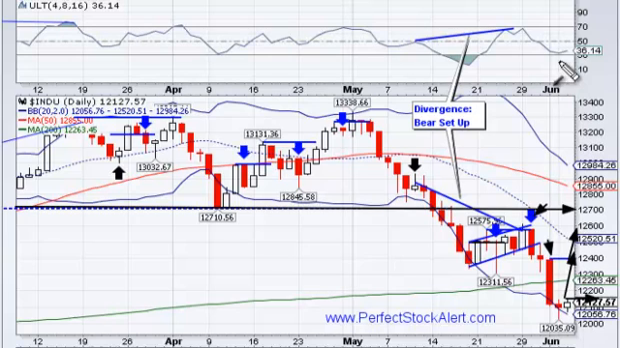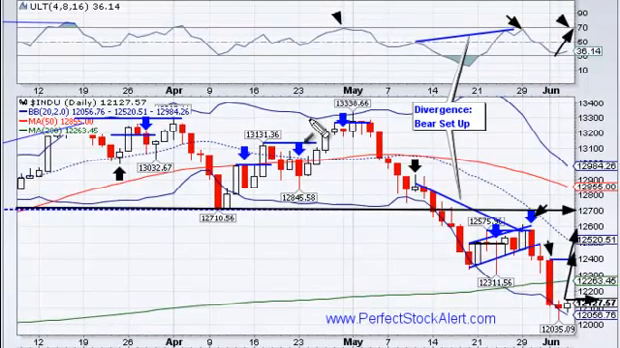And I'll also be looking at the ultimate oscillator to see when it starts to peak out. If it gets up there near the 70 line, that's typically where you find your high and your peak situation. So that's where I'd be looking for those opportunities.